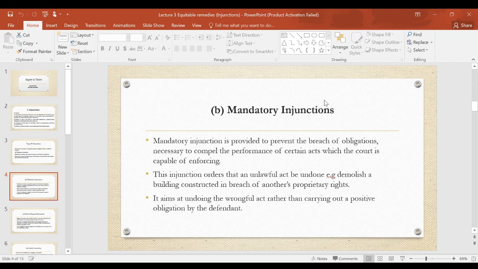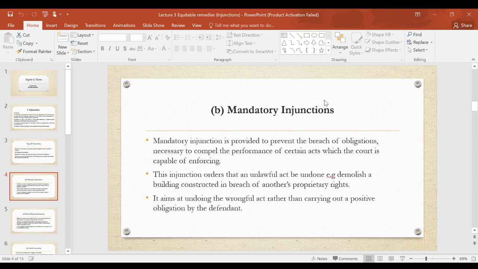And remember that where the plaintiff's rights are being violated, but monetary damages can sufficiently cover the harm occasioned on the plaintiff, then the court may not issue such order to compel the defendant to act or to undo a certain action which they had done injuriously to the plaintiff. So it aims largely at undoing a wrong, rather than carrying out a positive obligation by the defendant.